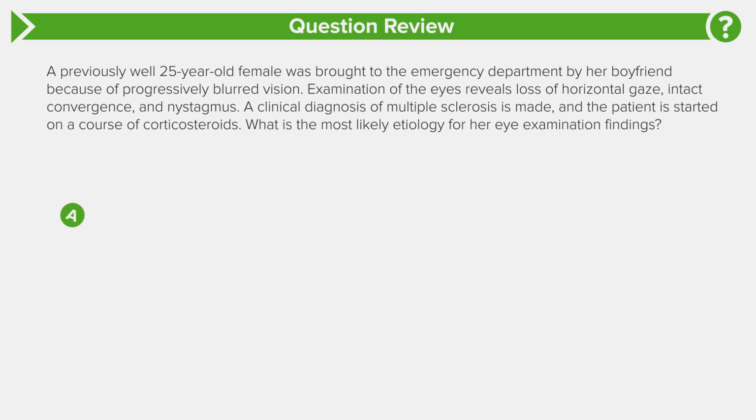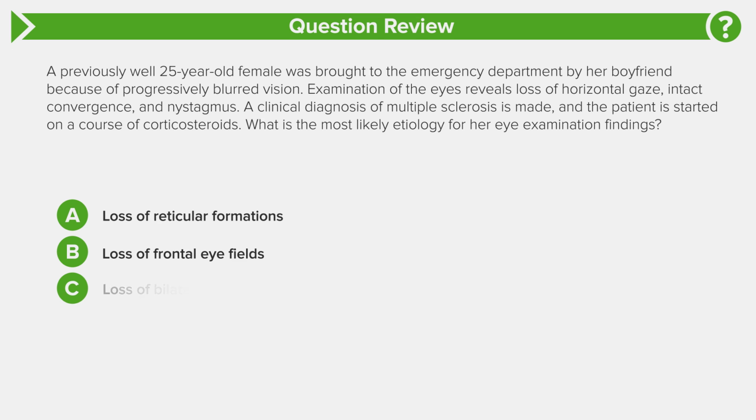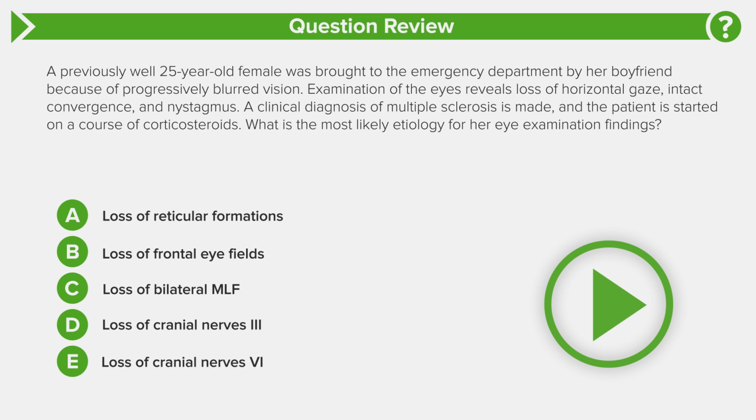Answer choice A, loss of reticular formations. B, loss of frontal eye fields. C, loss of bilateral MLF. D, loss of cranial nerve 3. And E, loss of cranial nerve 6. Now take a moment to come to your own conclusion.